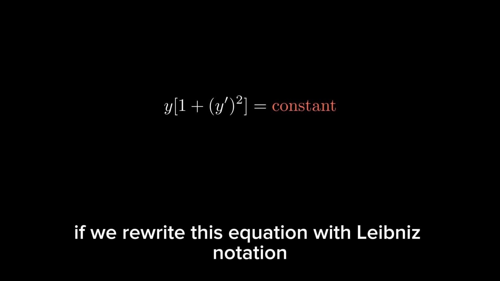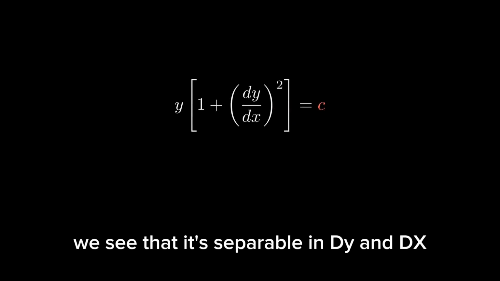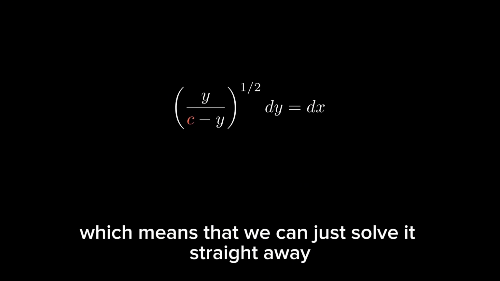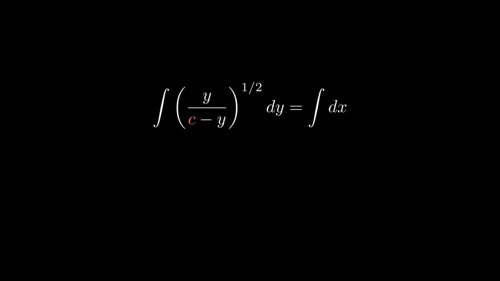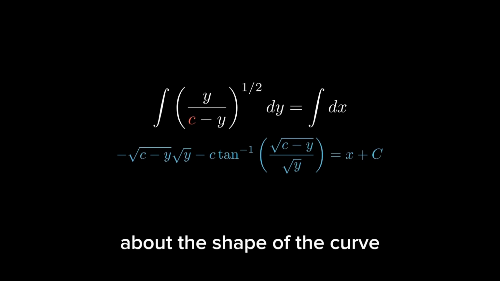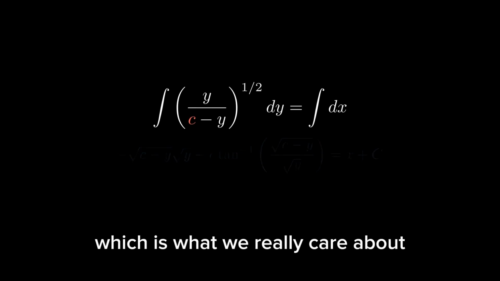If we rewrite this equation with Leibniz notation, we see that it's separable in dy and dx, which means that we can just solve it straight away by integrating both sides. Unfortunately, the result is a bit hairy, and it doesn't really tell us much about the shape of the curve, which is what we really care about.